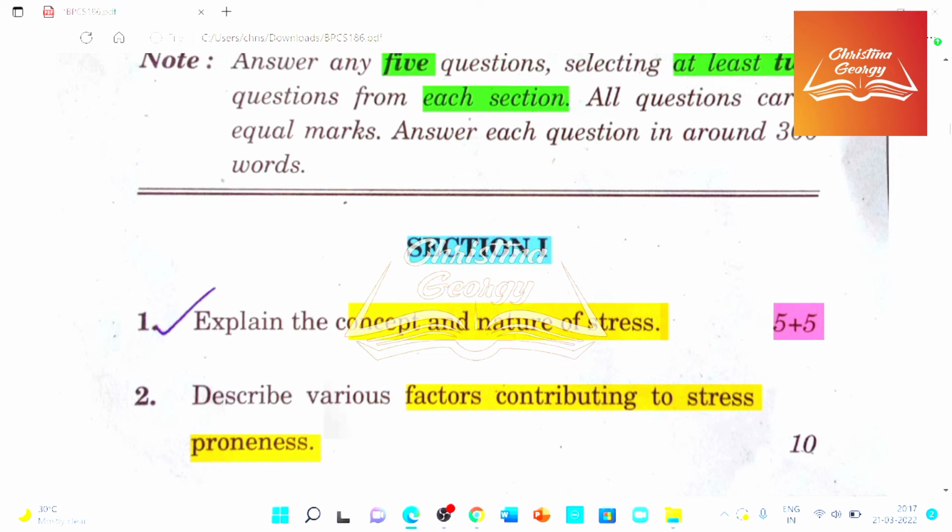So we have learned about stress proneness, and this particular question is from block 1, unit 3, page number 38. There are 5 major factors including type A personality, hostility, perfection, etc. Moving on to the third question.